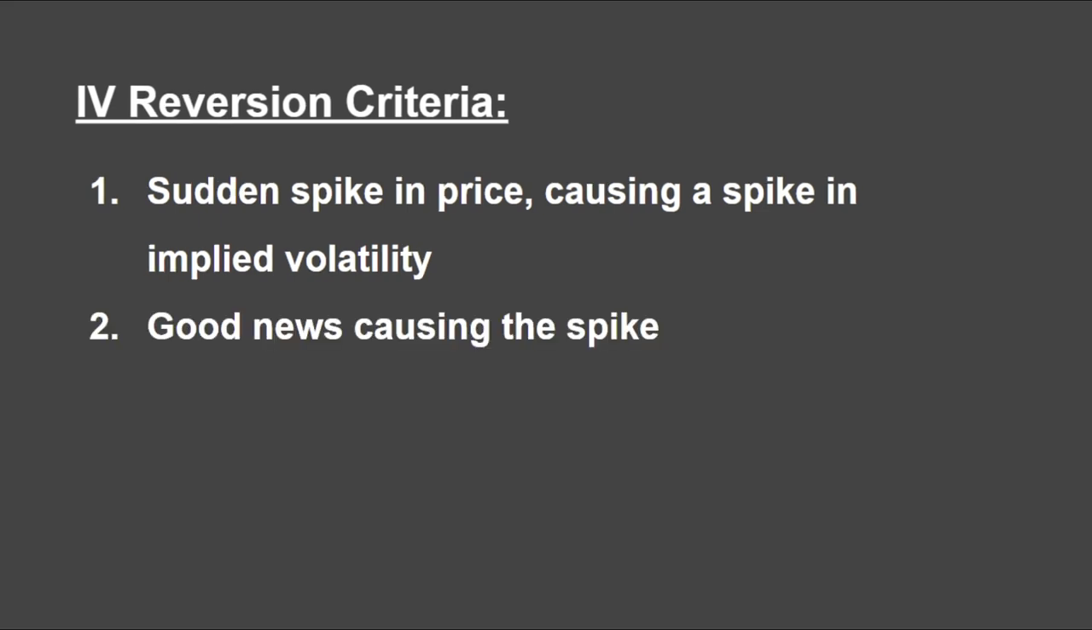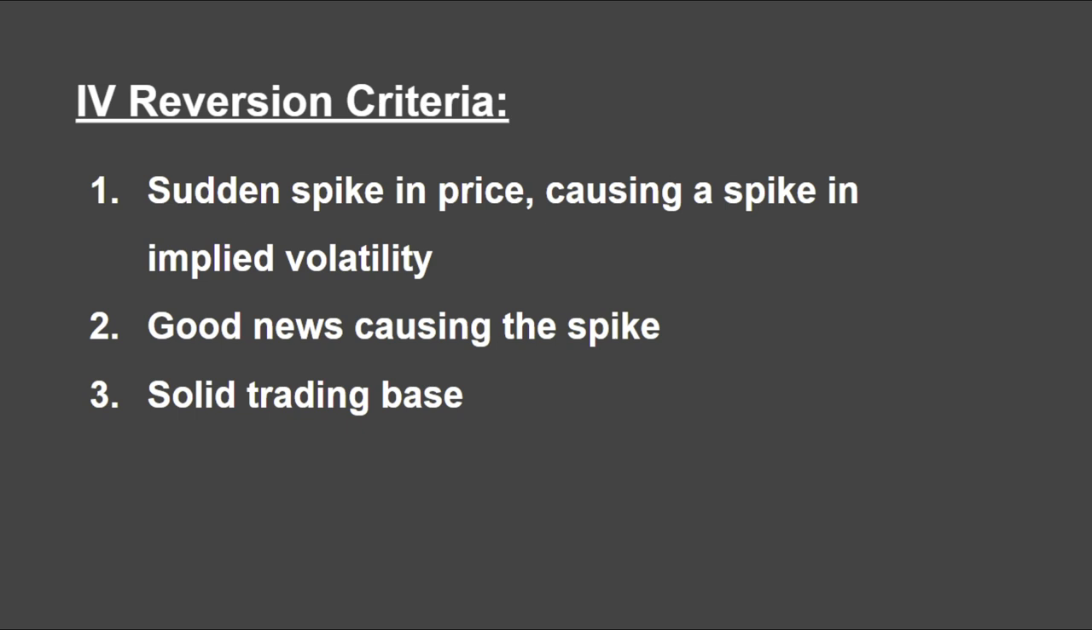The second is good news causing the spike. Now, why do we like good news to cause the spike? Because theoretically, if you have a stock that's trading at 25, 26, and it spikes up to 30, you can use the justification that if this stock was trading at 25 before, and then it had good news, theoretically it should be worth more than 25 in the future. Should it be worth the 30 that it spiked up to? Maybe, maybe not, but we could use the justification that it should be worth more than it was previously trading at to help guide our decision on what strike put we decide to sell.